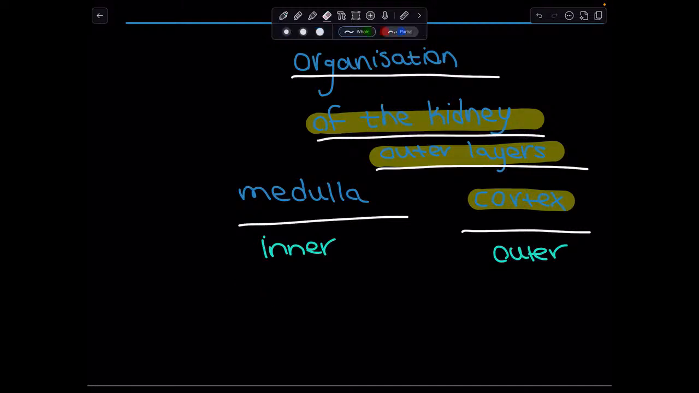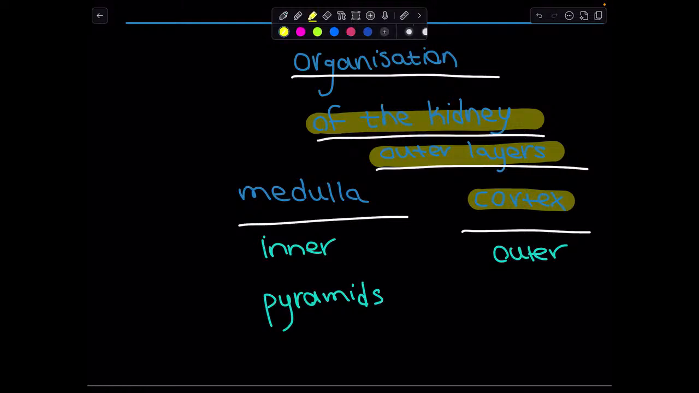So you said the pyramids. Yes, the renal pyramids. They're cone-shaped tissues within the medulla. They contain the loops of Henle and collecting ducts, which are crucial for concentrating urine. Interesting. The way these structures work together to filter blood and create urine is pretty fascinating.